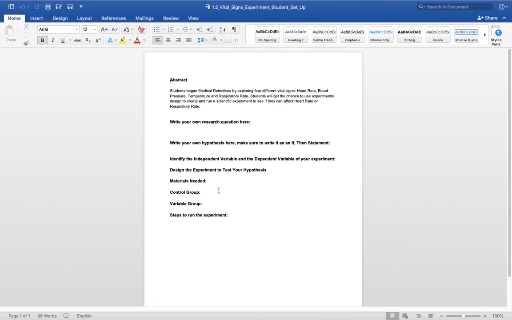Control group. This is going to be my group that's before eating the sour Skittles. So I'm going to take my blood pressure and my partner's blood pressure. Then we're going to eat our sour Skittles and retake our blood pressure. Okay, and then I'm just going to set that up step by step.